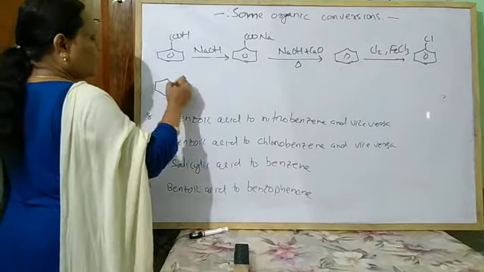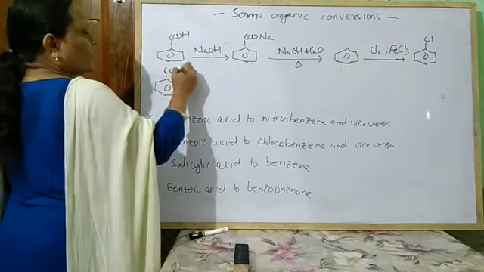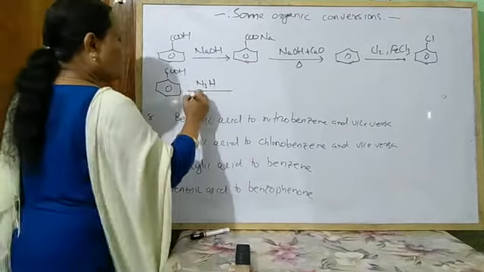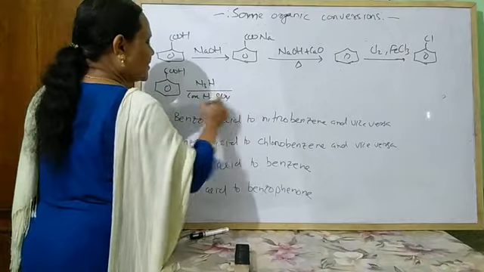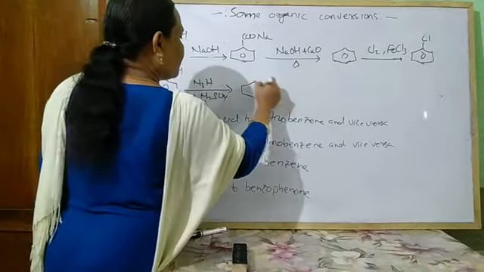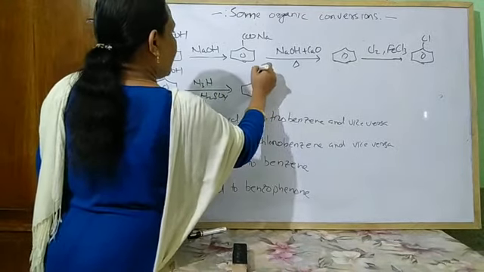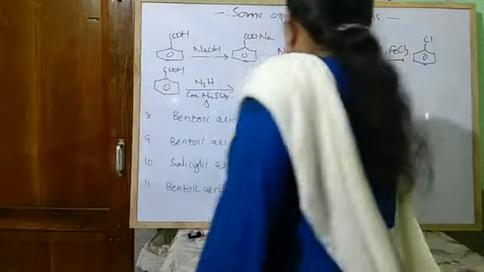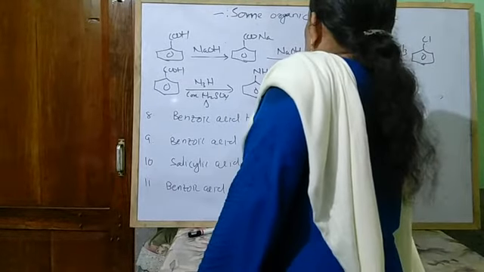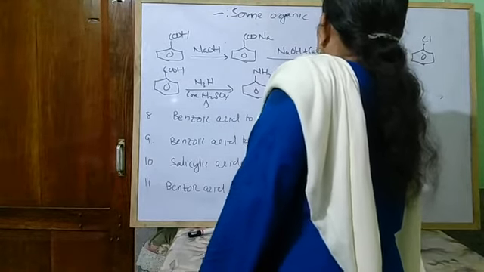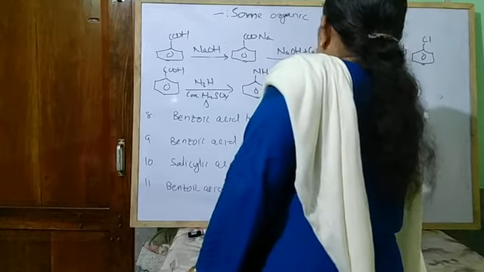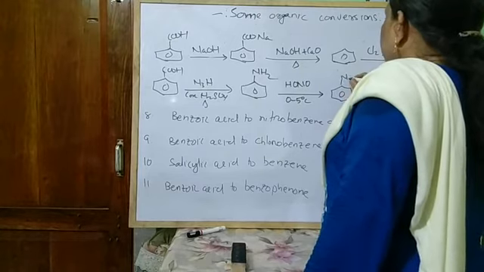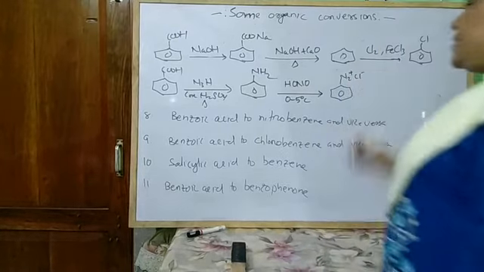Another method is also there. Look here. This is benzoic acid treated with hydrazoic acid in presence of concentrated sulfuric acid and heat. You know it forms what? Aniline. The COOH group is converted to NH2 group. Then aniline treated with nitrous acid at 0 to 5 degrees Celsius, it forms benzene diazonium chloride, a salt.